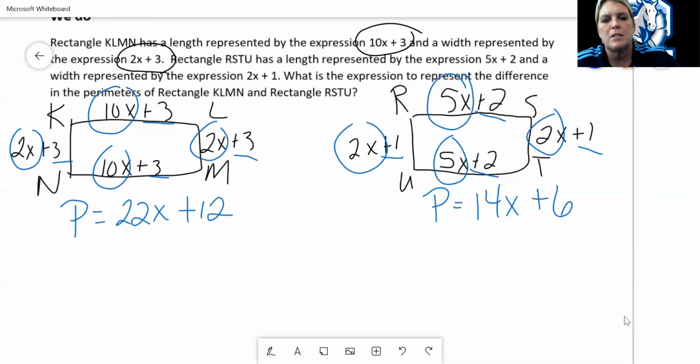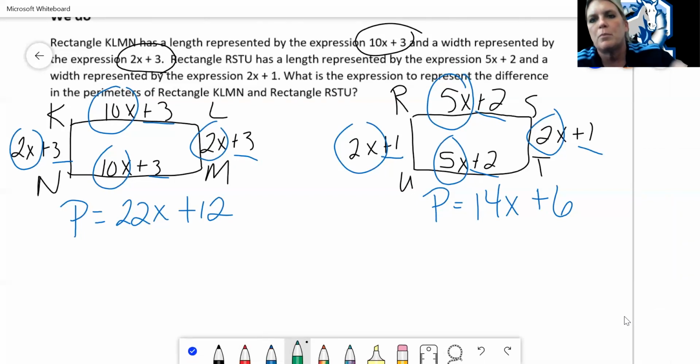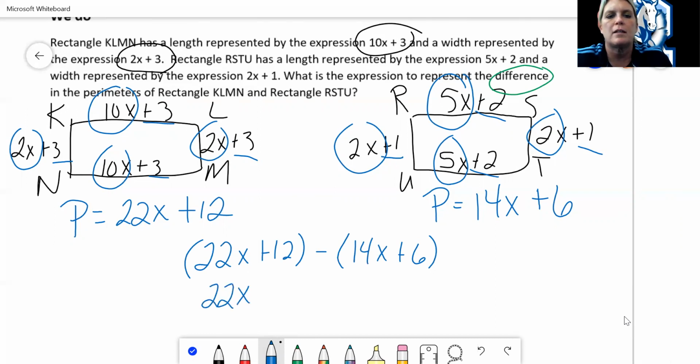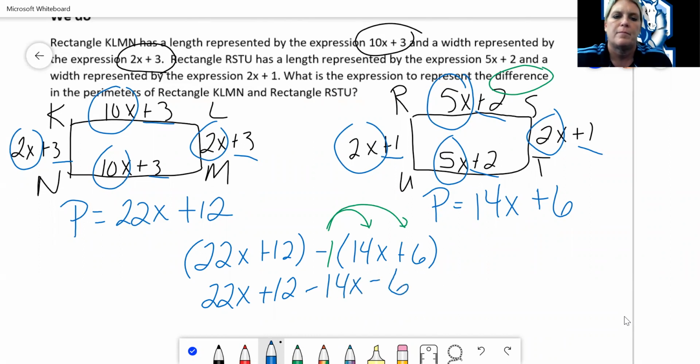Now the problem asked me to find the difference. Remember, difference means to subtract. So I'm going to take 22x plus 12 minus 14x plus 6. Well, when you do that, the first part stays the same, 22x plus 12. That minus is the same as a negative 1, and so I'm going to multiply everything behind it in the parentheses. So it becomes negative 14x and minus 6.